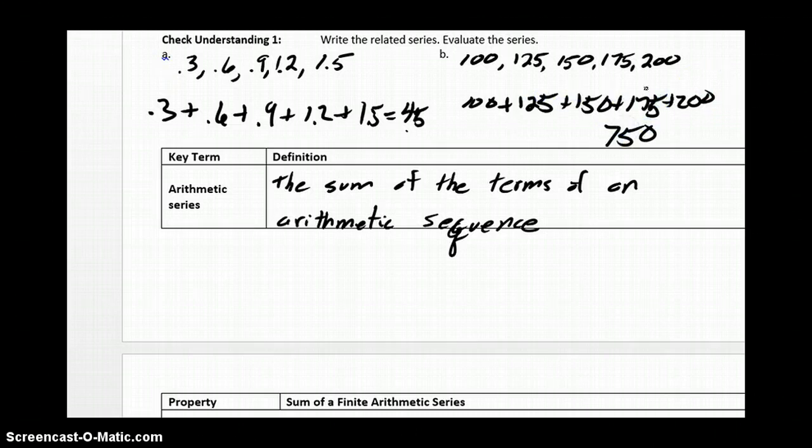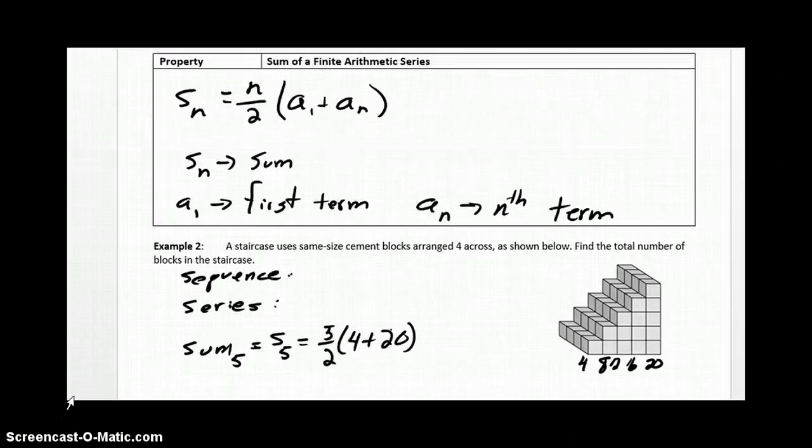The term arithmetic series is simply the sum of the terms of an arithmetic sequence. So we've just done that. We've taken the sum of the terms of the arithmetic sequence. That's what we call an arithmetic series. We have a formula to find the sum of a finite arithmetic series. It is important to notice that we have the word finite, which means we just have a set number of values we're going to be working with.